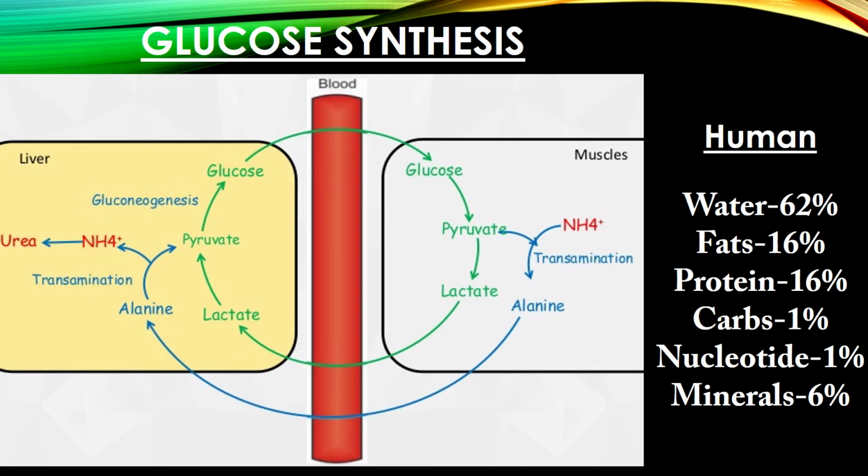Animals obtain carbohydrates from plants or by eating other animals. However, when the glucose level drops in the body, then proteins are broken down for synthesis of glucose in the body. In humans, there is roughly 62% water, 16% fat, 16% protein, around 1% carbohydrates, 1% nucleotide, and 6% minerals.